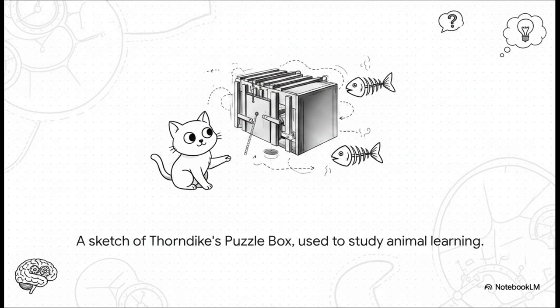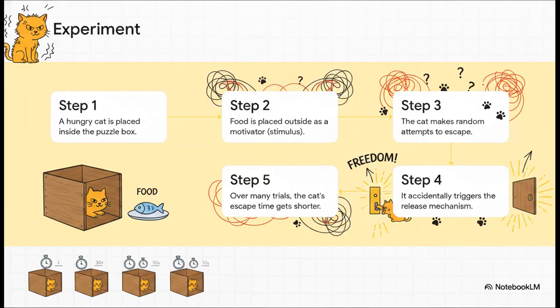Here's the setup. He'd pop a hungry cat inside this box, and just outside, where the cat could see and smell it, was a tasty piece of fish. The catch? The door was locked. To get out and get the fish, the cat had to figure out how to work a latch, maybe pull a string or step on a pedal. So what do you think happened?